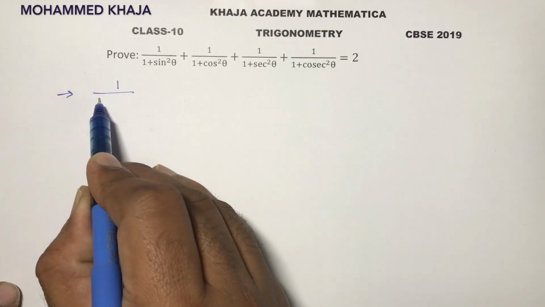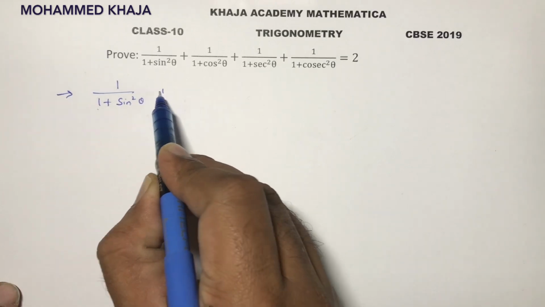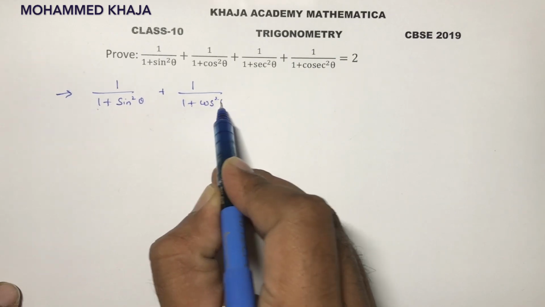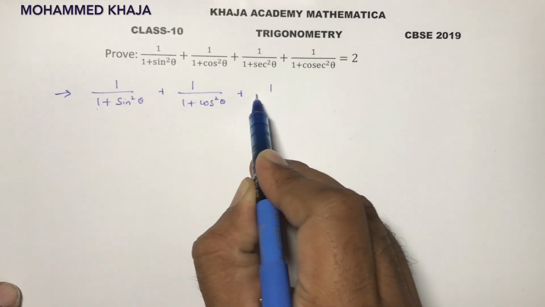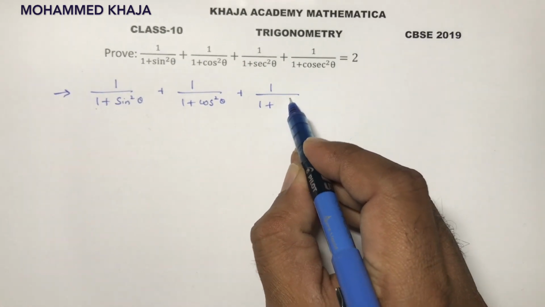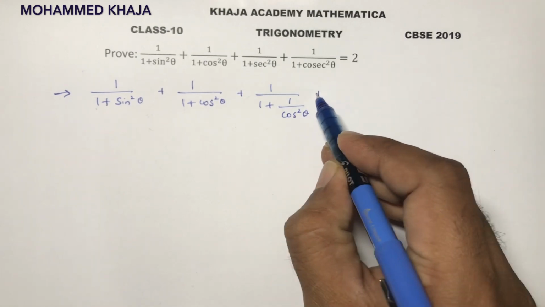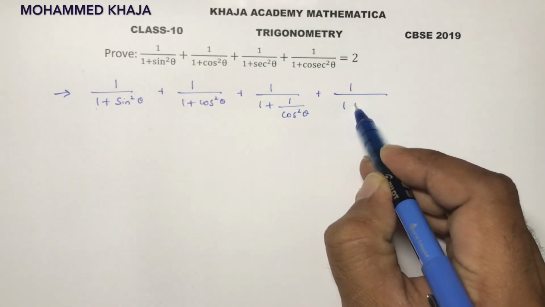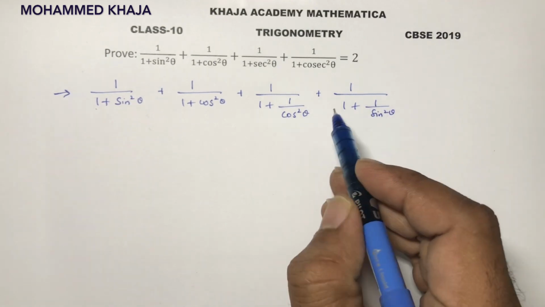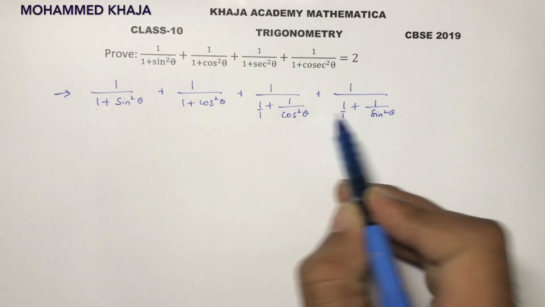1 by 1 plus sine square theta plus 1 by 1 plus cos square theta plus 1 by 1 plus sec theta. We can write in terms of cos, like 1 by cos square theta, because cos and sec are reciprocal. 1 by 1 plus cosec I can write as 1 by sine square theta. So in these two terms, I'll take LCM.